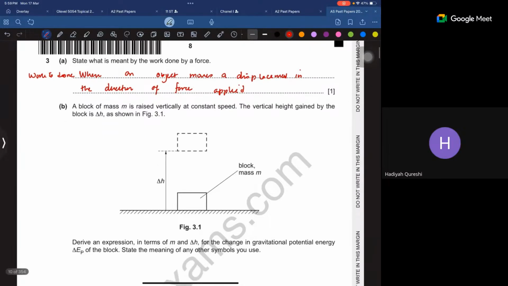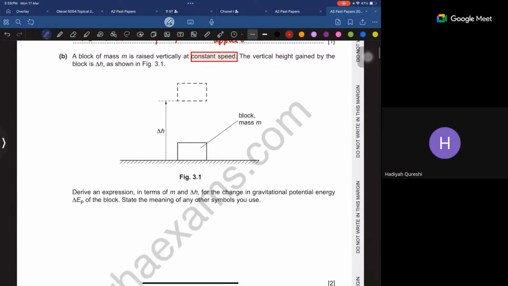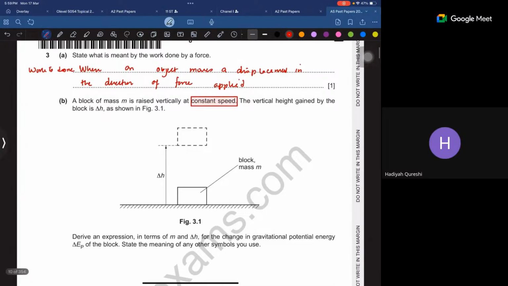Then it says a massive block is raised vertically at constant speed. The vertical height gained by the block is the change in height. Derive an expression in terms of height for the change in gravitational potential energy, defining any symbol you use. Okay. So work is equal to force times displacement, as you guys know from the above equation.